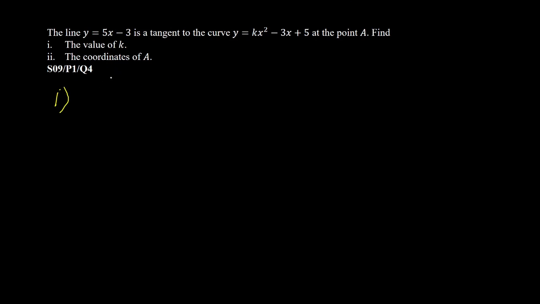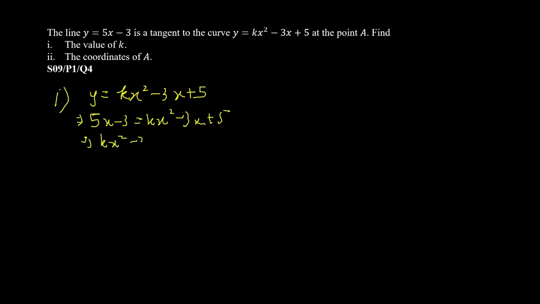So substitute this one onto here, so we get y equals kx square minus 3x plus 5. So then we have 5x minus 3 equals kx square minus 3x plus 5. Then we take this to the other side. We have kx square minus 3x minus 5x plus 5 plus 3 equal to 0.